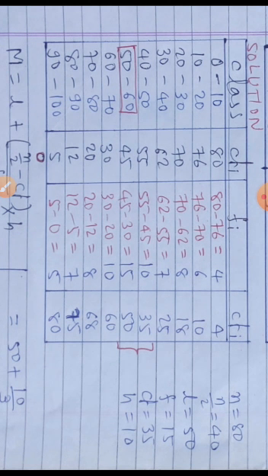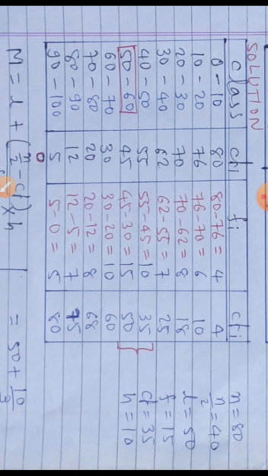For finding the median, the CFI column is required, but that CFI column must be of less than type, meaning the frequencies are added from first to last, not in reverse order. So whatever CFI is given, it is not useful here. In the previous one it was used, here it is not useful. In the second column, whatever CFI you observe is more than type CFI. In the last, fourth column, the CFI you see is less than type CFI, and that is used here. So don't use that CFI.